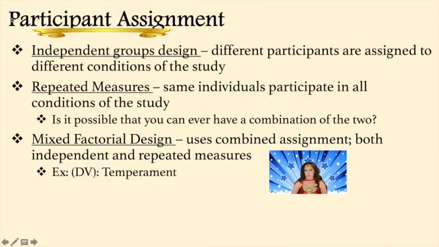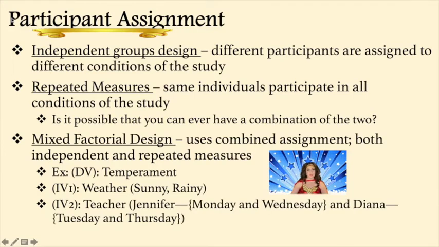So for example, let's say I'm interested in measuring the temperament of a certain group of students based on two variables. The first variable would be weather. I'm interested in comparing students' temperament on sunny versus rainy days. Okay, so weather is my first independent variable. My second independent variable would be the type of teacher the students have.